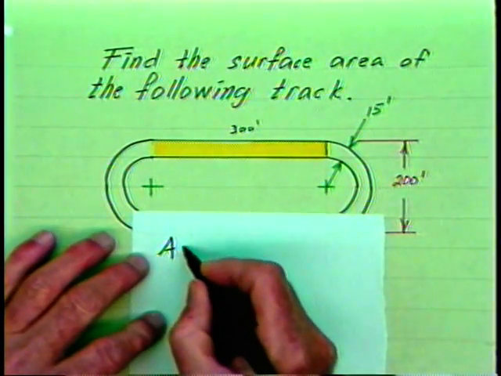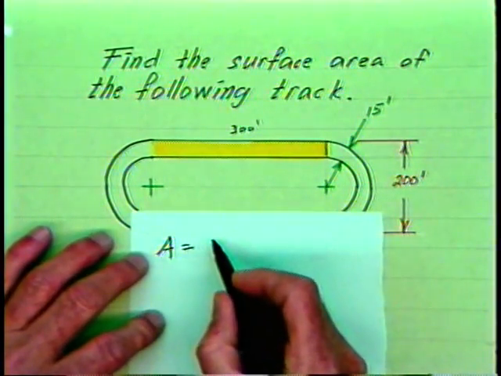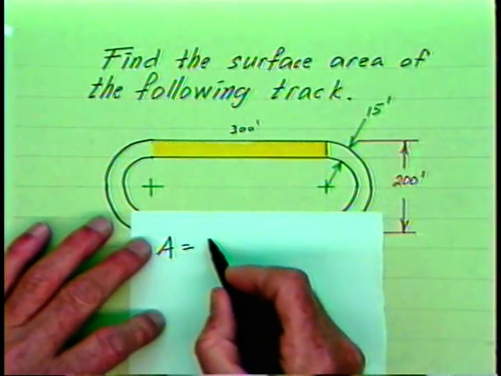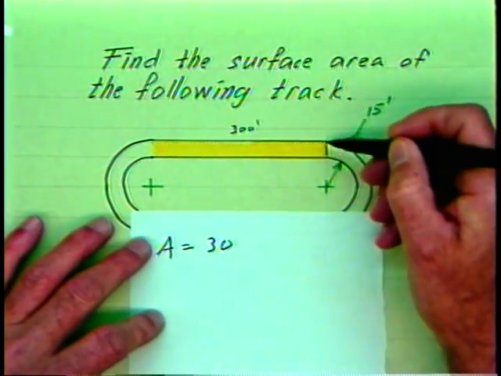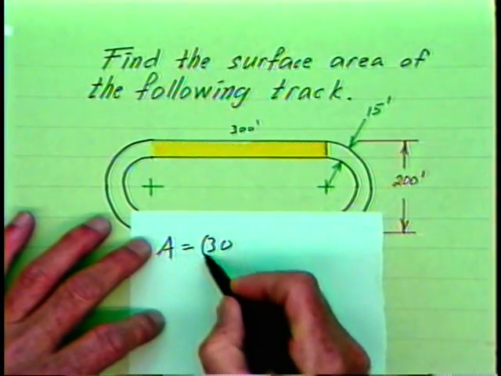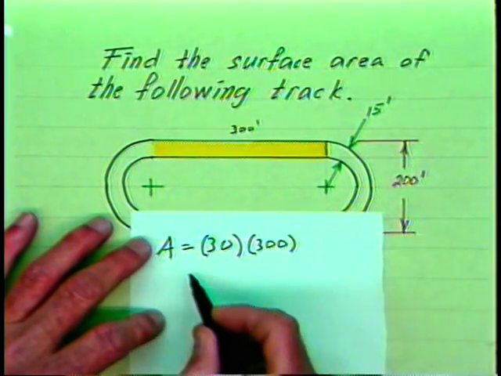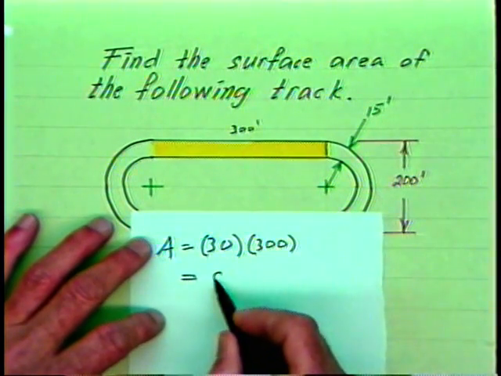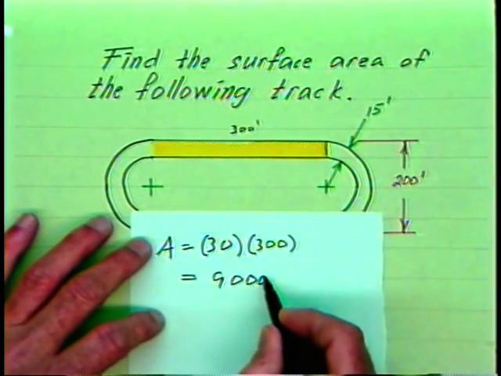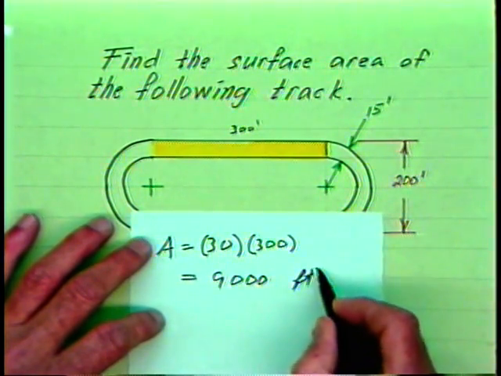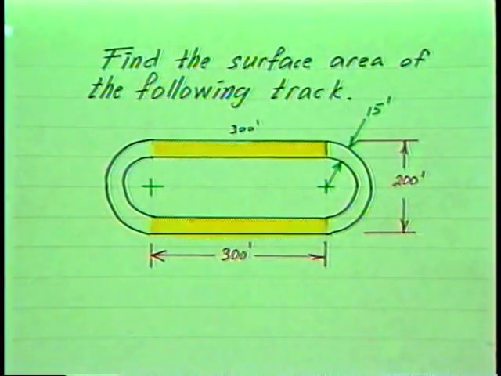So the area of a rectangle is the width, which is 30 for the two of them together, times the length, which is 300, and that gives me 9,000 square feet for the two of them together.